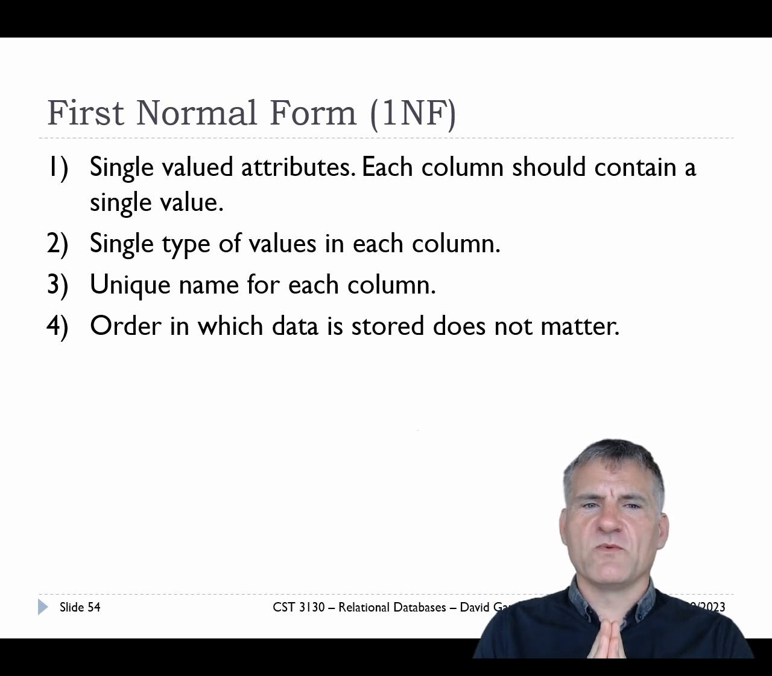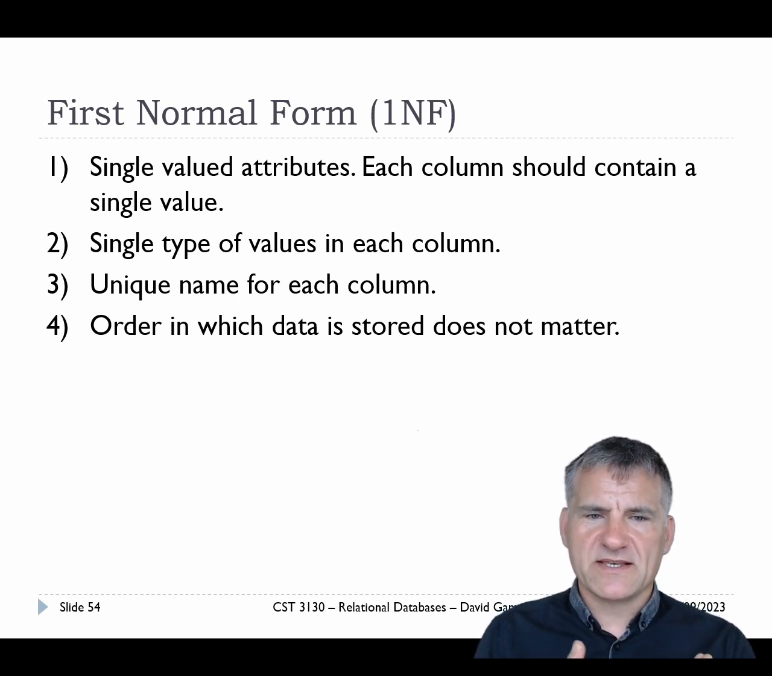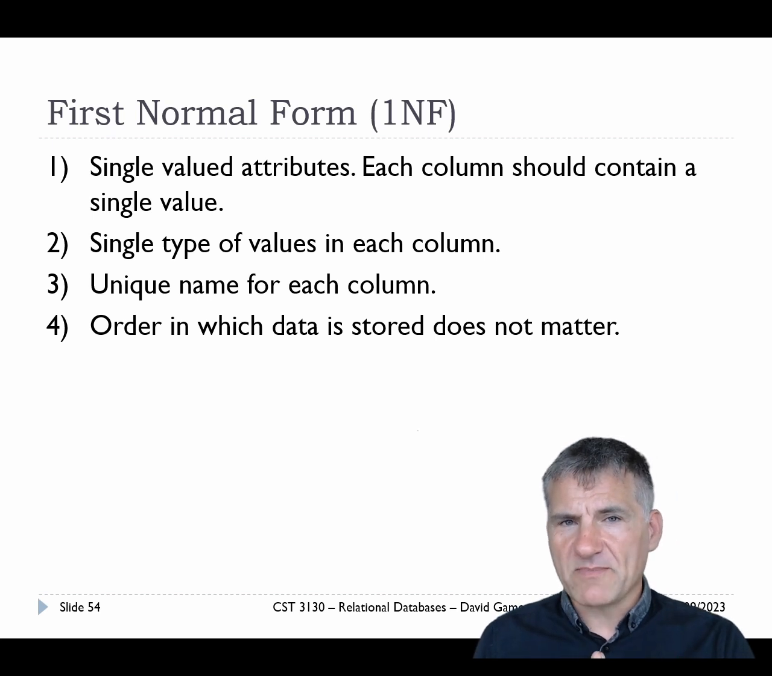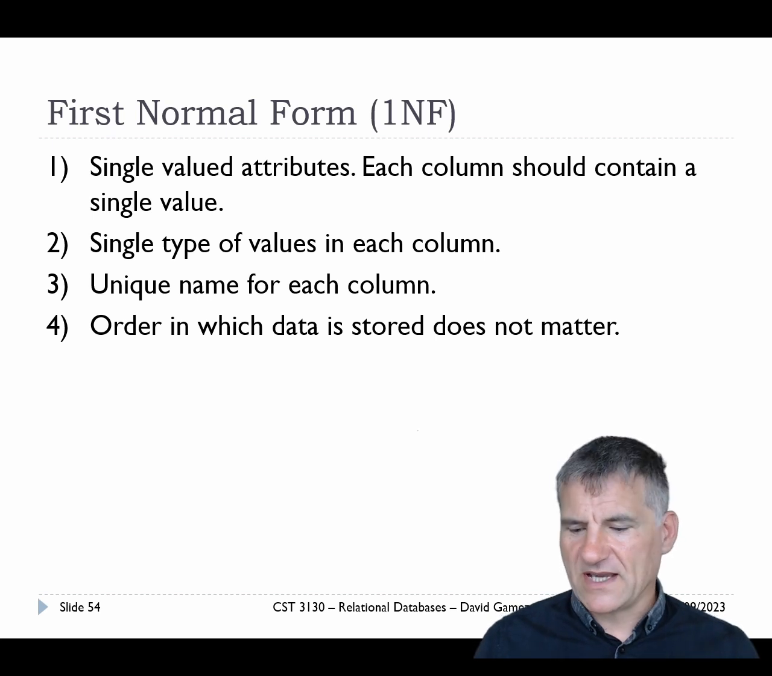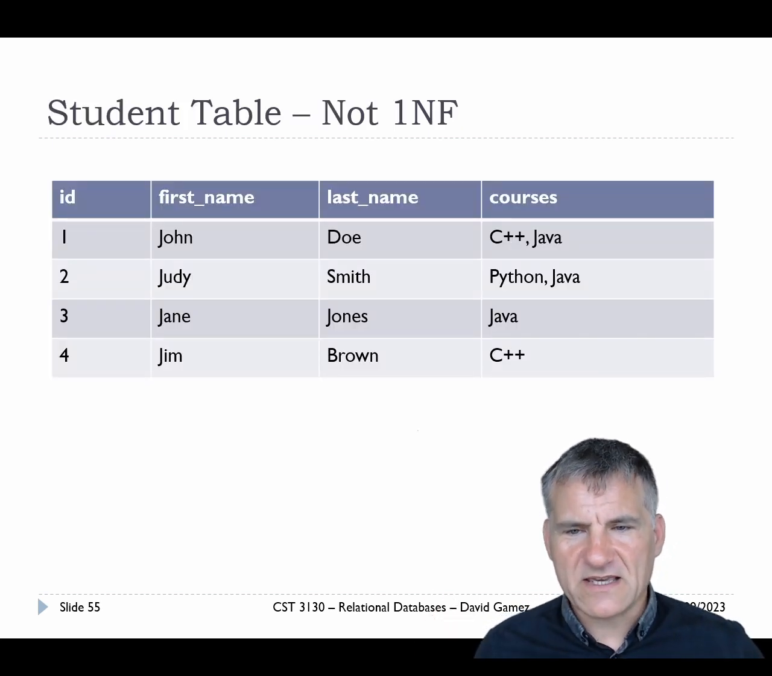So the first normal form rule is that each column should contain a single value, and there's a single type of values in each column. And each column has a unique name, and the order in which the data is stored doesn't matter. These are easier shown through examples.